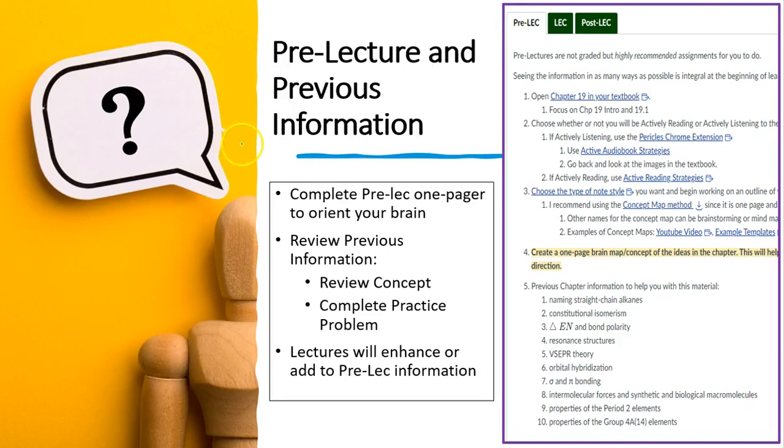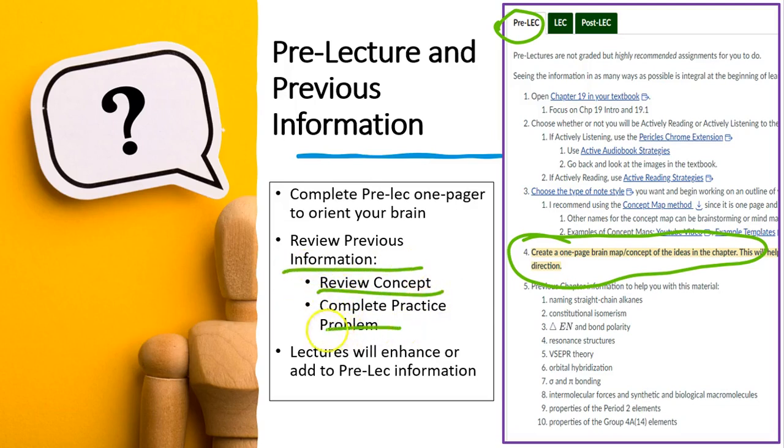Like the beginning of every new part, I wanted to remind you of the pre-lectures and one-pagers and the previous information section. So, of course, you want to go to the pre-lecture area here. You want to make sure that you are completing the pre-lecture one-pager to orient your brain. And, of course, you also want to make sure you are reviewing concepts and completing practice problems for all the previous chapter information. So if you are having a hard time making those small connections with details, this is where you need to go back and do. So yes, it is extra work, but it's all about making sure you are completing the learning process if you really want to understand this material.